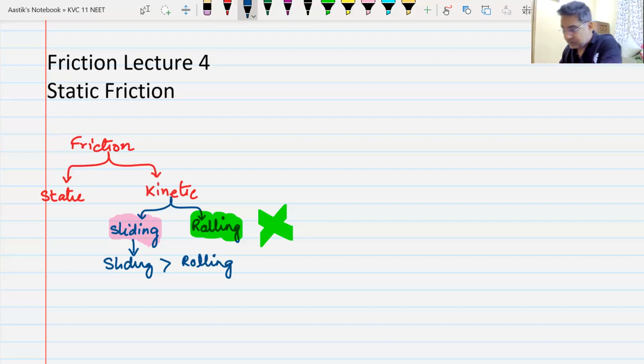Rolling friction is always less than sliding friction. Do we understand this? So that is what you need to remember, that whatever we have done in kinetic friction, we have only covered the sliding part because the rolling part is not in your course. But you must remember, and I've seen questions on this, that rolling friction is always less than sliding friction. We understand this, yes or no?